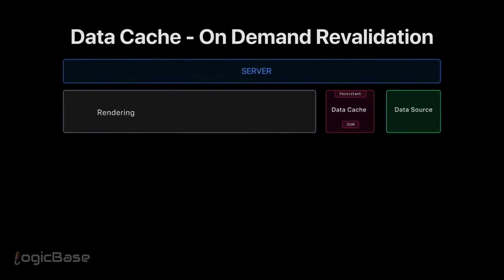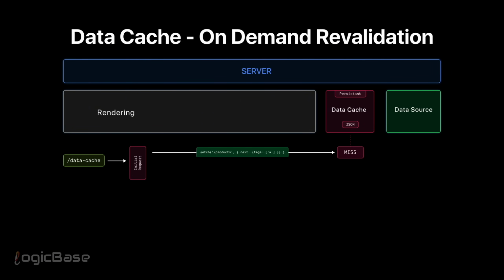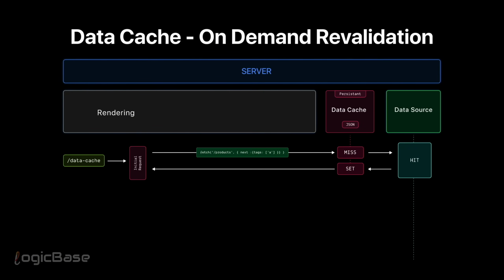Now let's quickly take a look at how on-demand revalidation works in the case of data cache. When the first request comes in, meaning the initial request, we make that request with a tag. Let's say the tag is A. This request will hit the data cache, and since it's the first time, it will miss. Then it will hit the data source, fetch the data, return the response, set it in the data cache, and send the response back to the client. After that, all the subsequent requests will get data directly from the data cache.